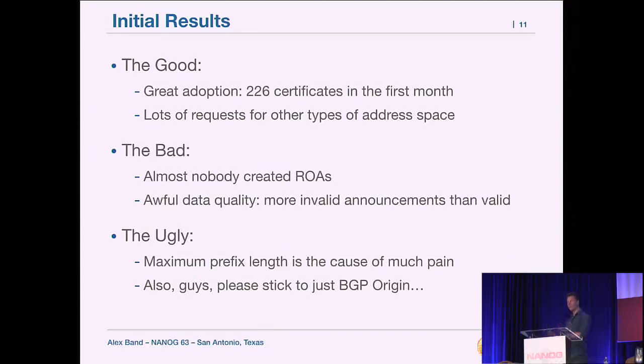So if you have a /16, and you don't define the maximum length, then any more specific, like /21 or /24s, they're all invalid. And people are like, I don't know what this maximum length thing is, so I'm just going to leave it blank for now. And then in the process, create lots of invalids. The other thing was that people didn't really understand that this is supposed to be about BGP origin. So they were creating ROAs for lots of upstream things, like 3 hops down the line.